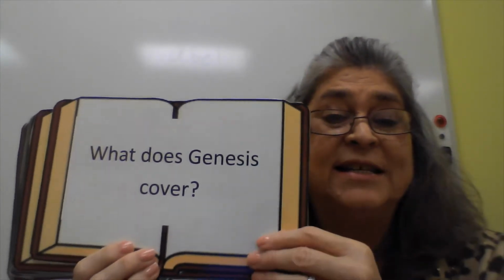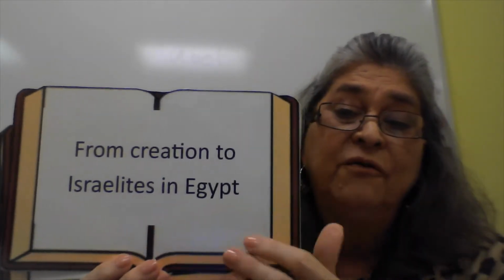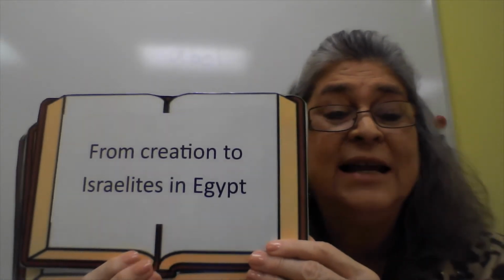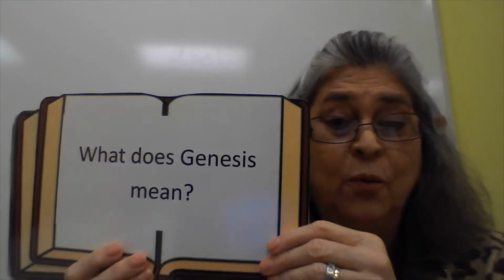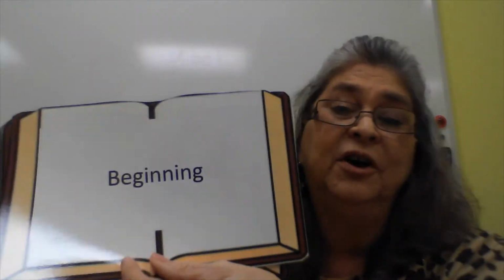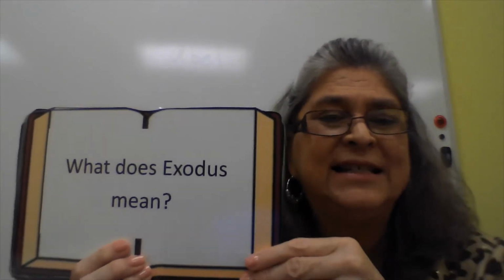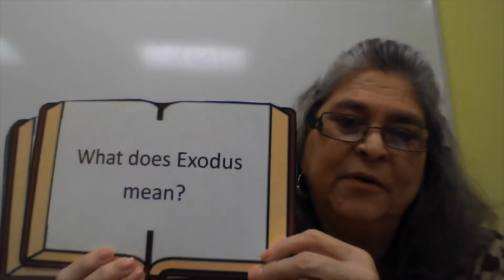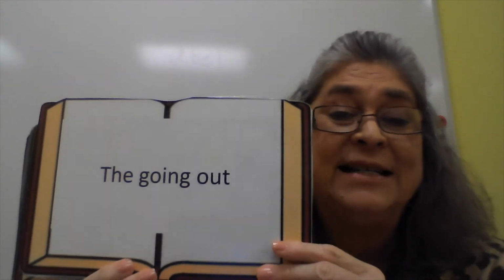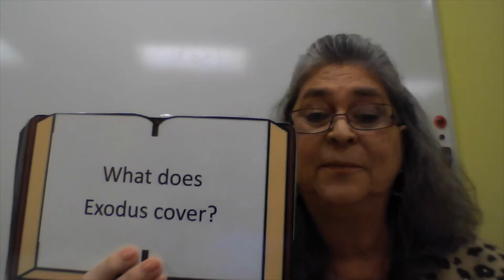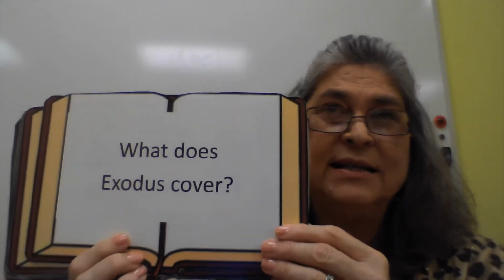What does Genesis cover? Does anybody remember what it covers? From creation to the Israelites in Egypt. What does Genesis mean? What does that word mean? Good. It means beginning. Yes. What does Exodus mean? It sounds kind of like the name of the book itself. Exodus. What does it mean? The going out or the exiting of the Israelites. What does Exodus cover? Does anybody remember that? What does Exodus cover? Let's think.